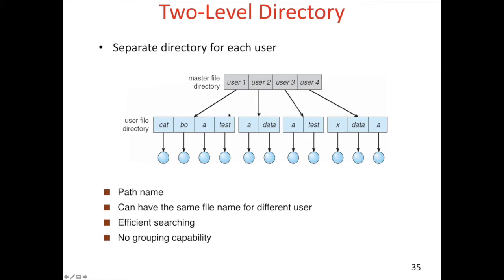Here notice that it is allowed to have the same directory name by different users. Here we have a test for user 3 and directories x data a for user 4. In this case, a path name is used to describe the path from the beginning to the file. Different users can have the same file name. It is more efficient for searching, but still there is no grouping capability.